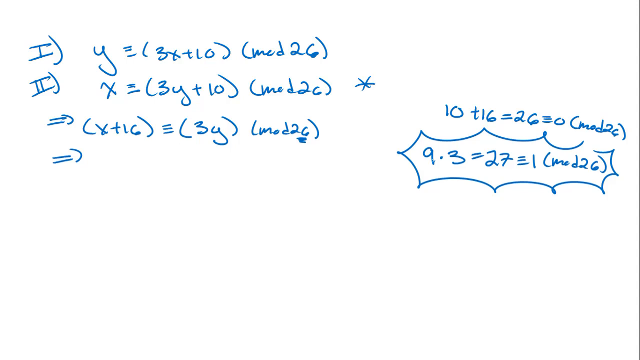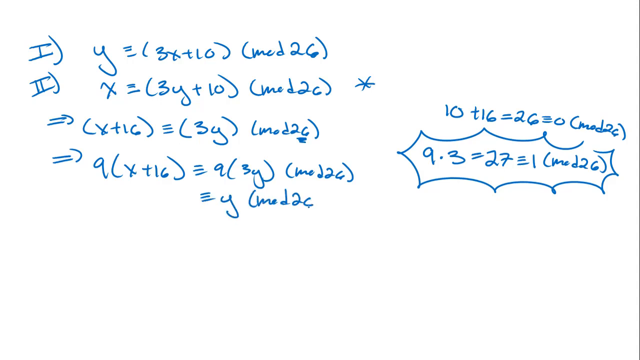Okay, so now that I actually know that 9 times 3, not 7 times 3, makes a 1 mod 26, what I can do in this case is multiply both sides by a 9. So on the left-hand side, I get a 9 times x plus 16, and on the right-hand side, I'm going to get a 9 times a 3y, and that still is viewed modulo 26. Over here, I see the 9 times a 3, which is going to turn into a 1, and a 1 times a y is simply going to turn into a y. And that again is viewed mod 26.